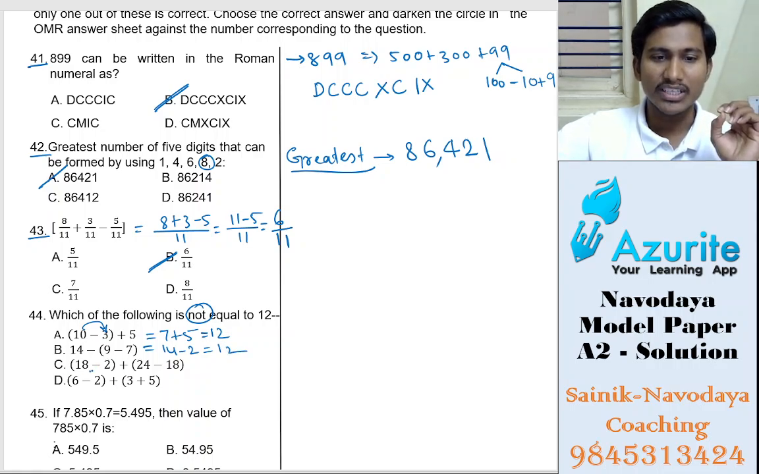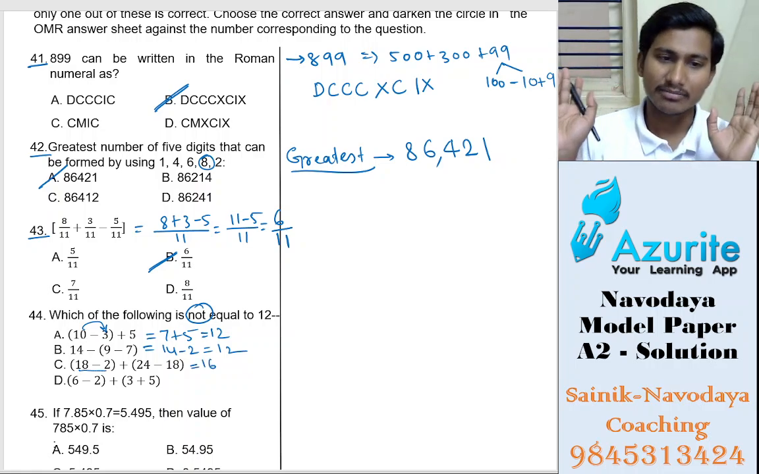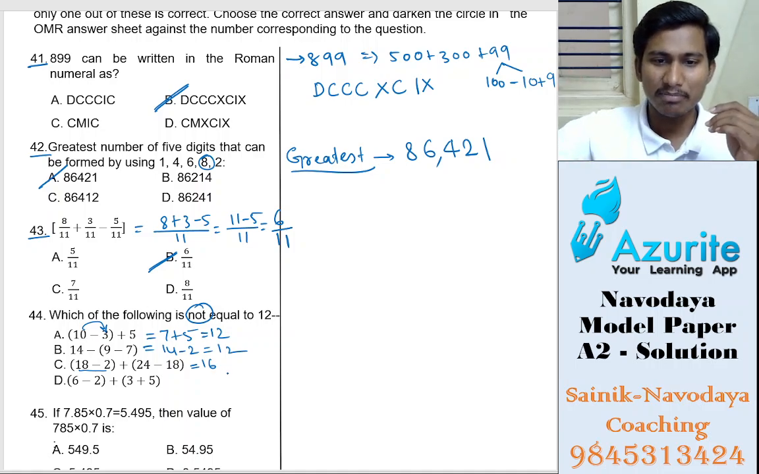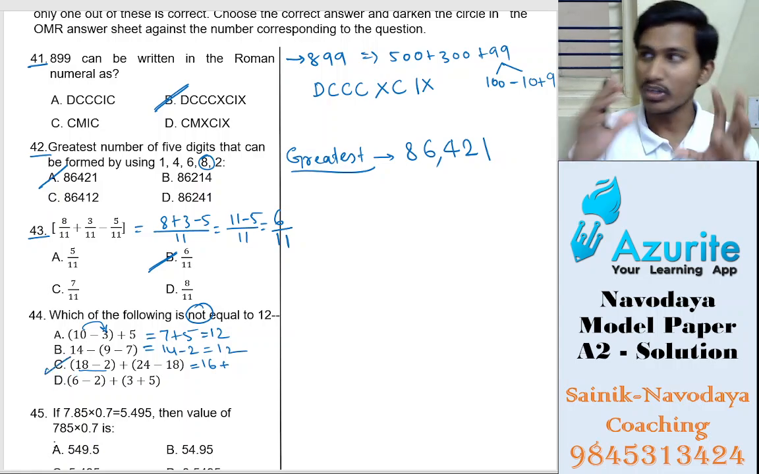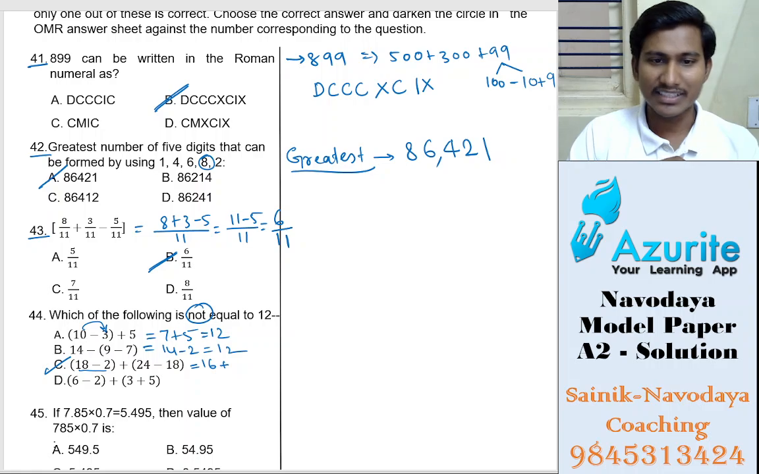Next, see, if you see 18 minus 2 is how much? 16. So it is already bigger. 18 plus 16 will be bigger again. So that is not equal to 12. So option C is the answer here, okay?